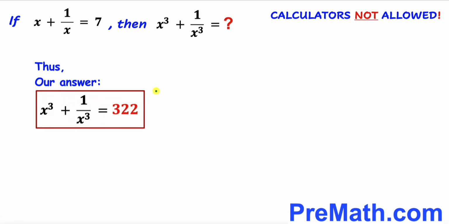So thus after all the calculations and manipulations, the value of x power 3 plus 1 divided by x power 3 turns out to be equal to 322 by using both methods. And that's our final answer.